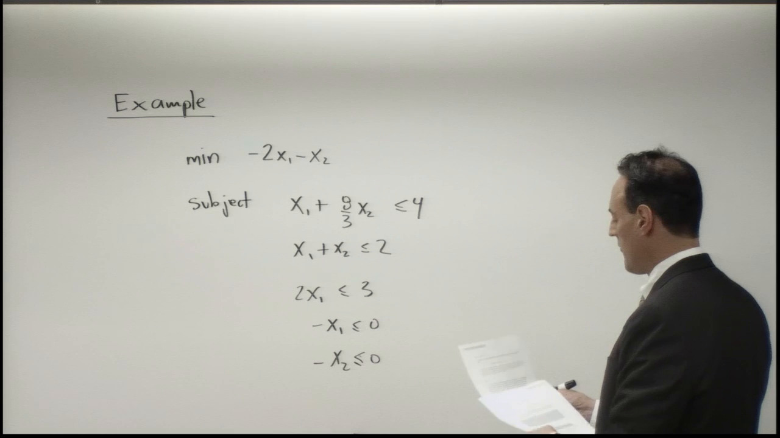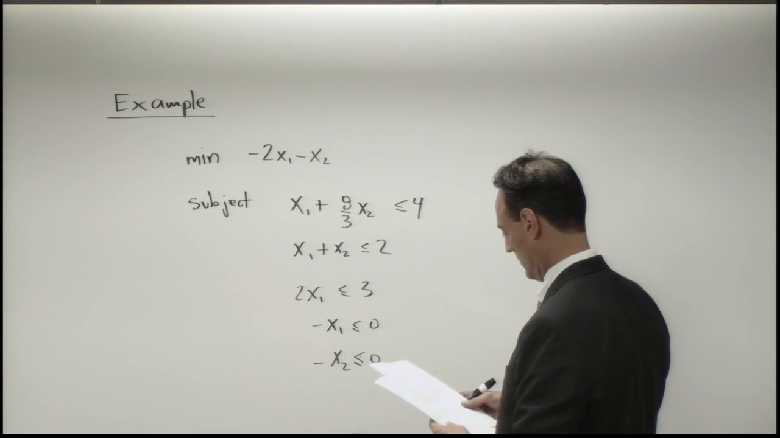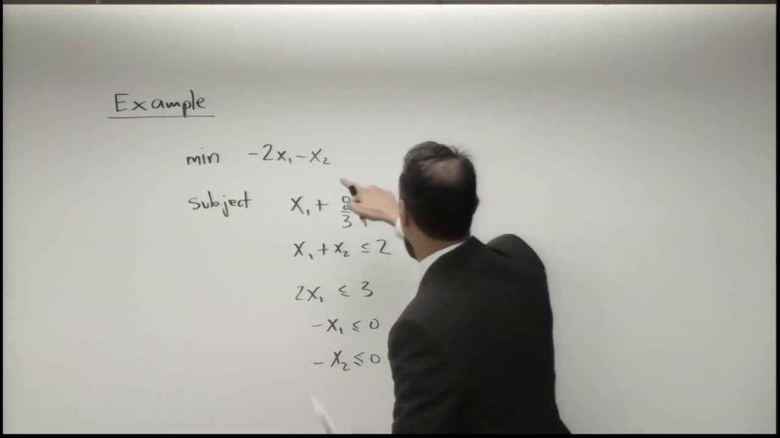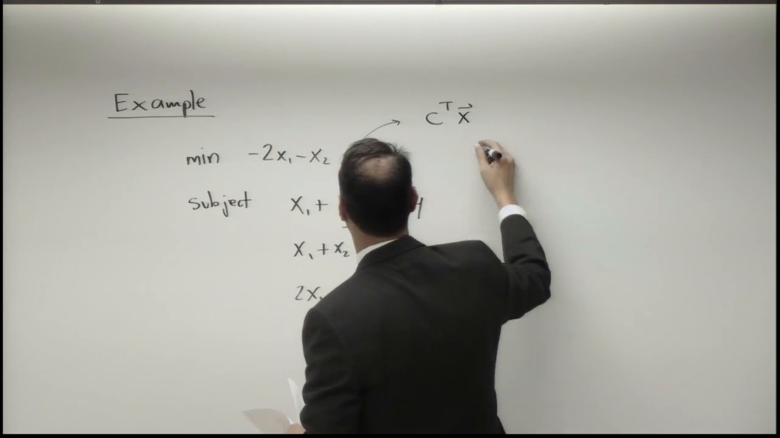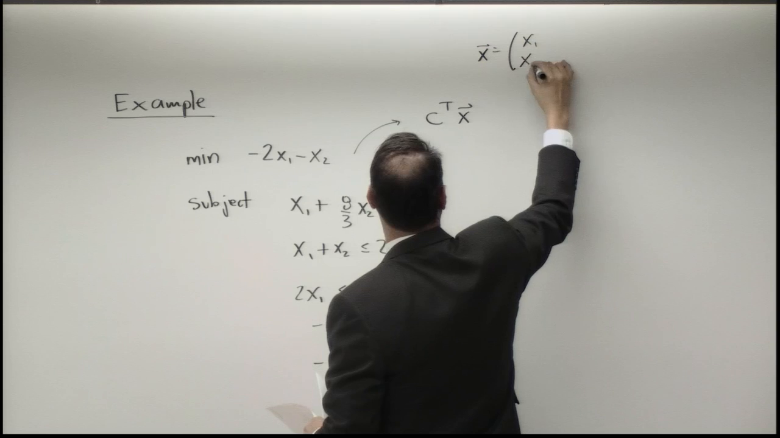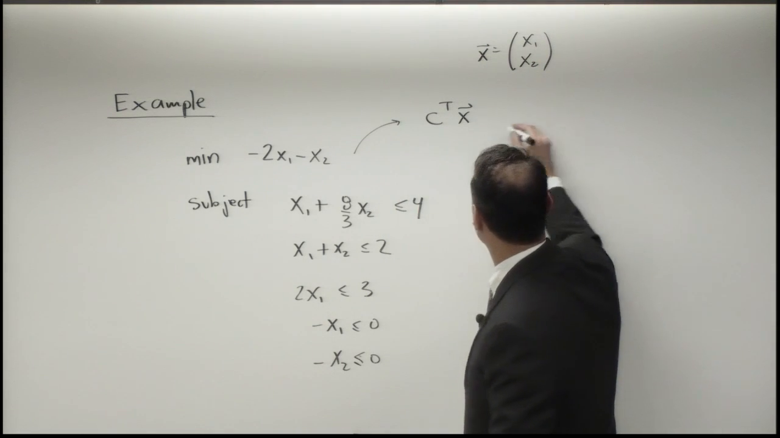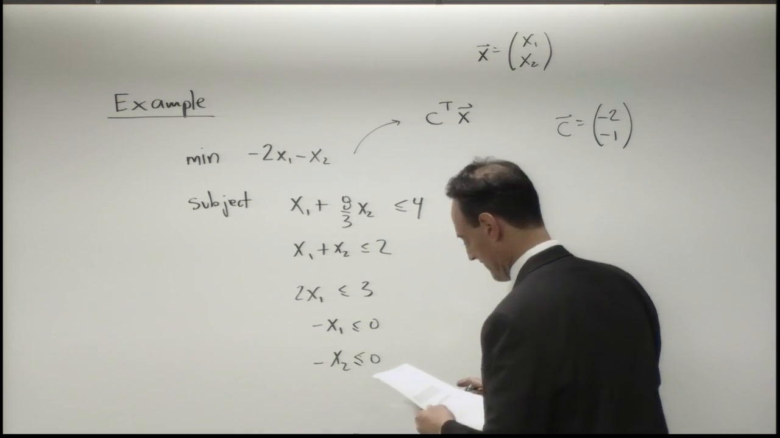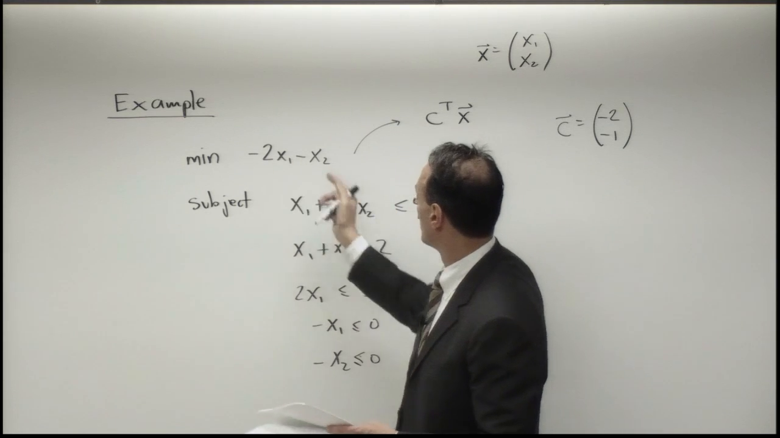Now let's go ahead and figure out what A, B, and C are. Let's talk about the C. Remember, I want to write this as C transpose times x. Remember, x is x1, x2, these two quantities. Well, what's C then? The vector C is -2, -1. It's right from here. Those are the coefficients in front of those two terms.